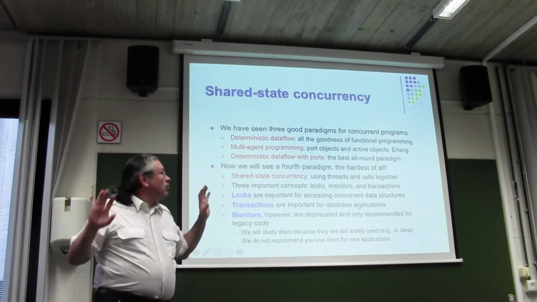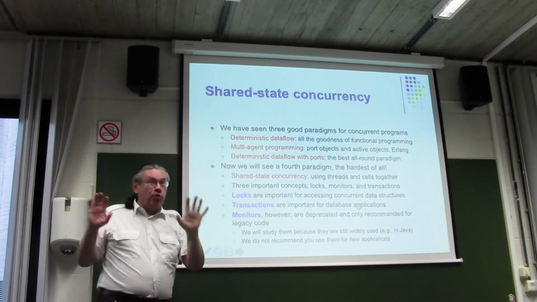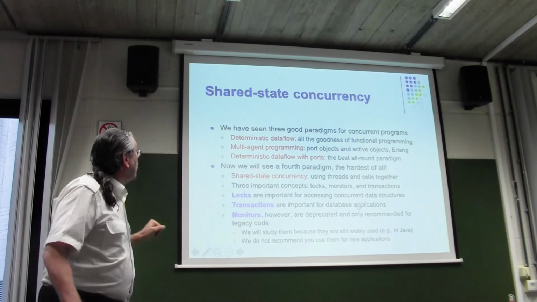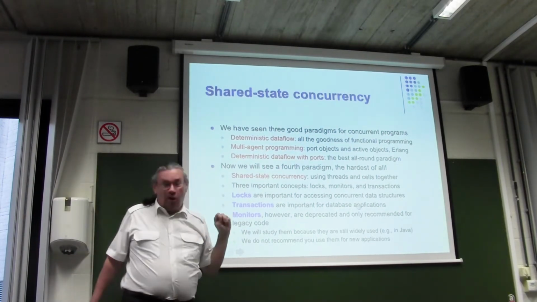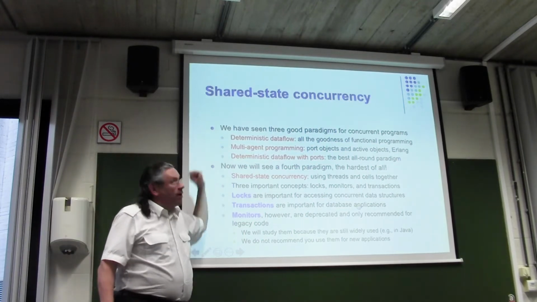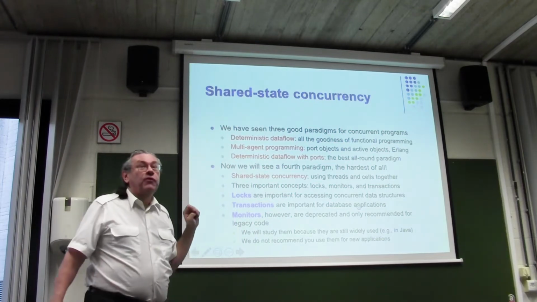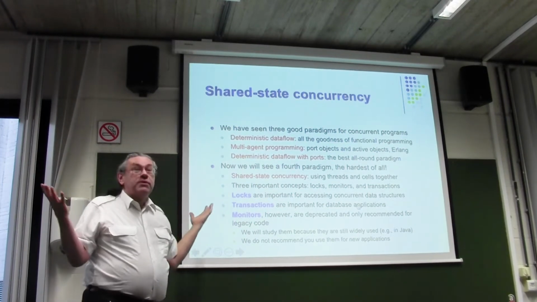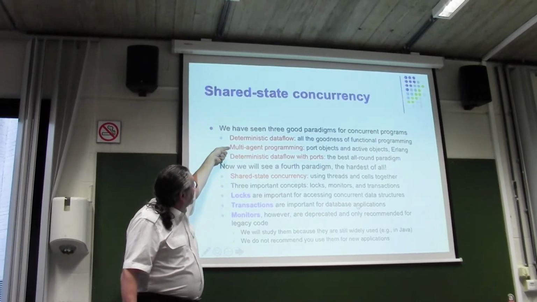So let me give first an introduction. We have seen three good ways of doing concurrent programming. In the beginning, we saw deterministic data flow. This is the best. It's completely deterministic like functional programming and it's concurrent. We also saw this in a previous course. But you cannot always do that. Sometimes you need non-determinism. And so then you can do multi-agent programming.